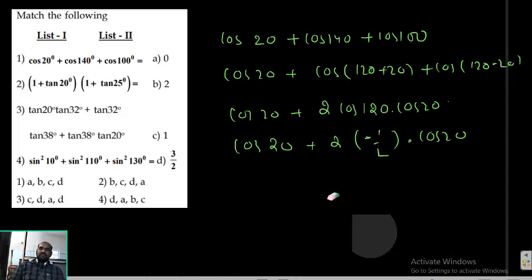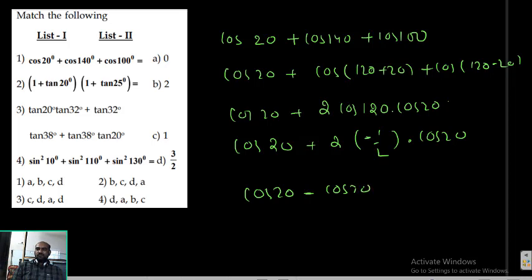Okay, now what I can say? Cos 20 minus cos 20, so these two get cancelled, get 0. Now I can say that the value equals 0. Okay, first one is 0, means first one is option A. So I can compare 1 with A.